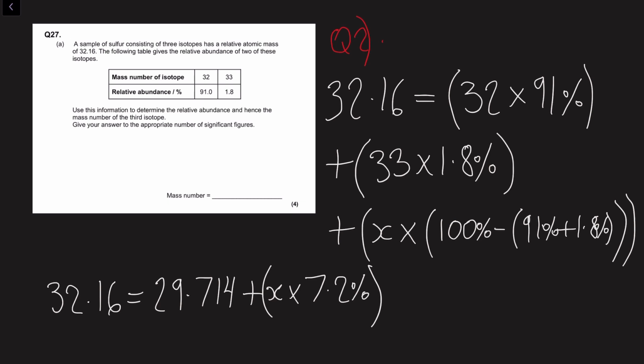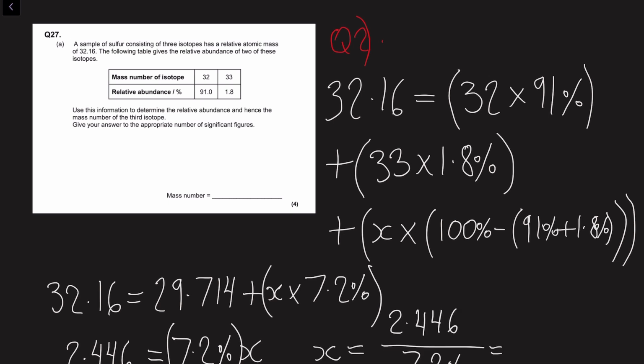Alright, so now we subtract both sides by 29.714 and then continue solving for X. The number of significant figures I'll put this to is 3, right? So I'll write this to 3 significant figures, and the answer to 3 significant figures is 34.0. Obviously you have to make sure you write 3 significant figures. And that's the final answer here.